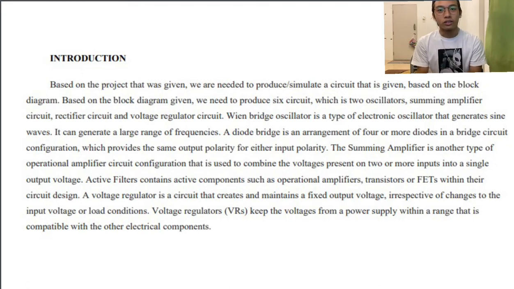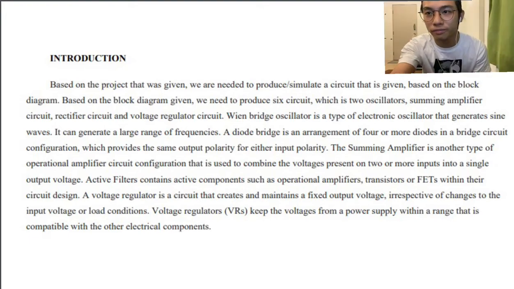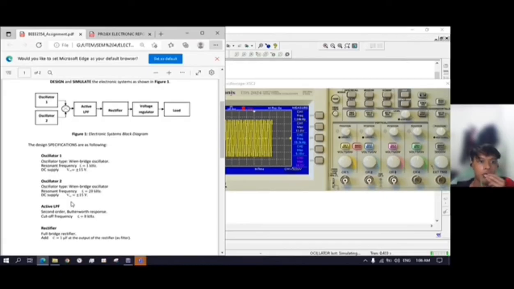A voltage regulator is a circuit that creates and maintains a fixed output voltage irrespective of changes to the input voltage or load conditions. Voltage regulators keep the voltage from a power supply within a range that is compatible with the other electrical components.